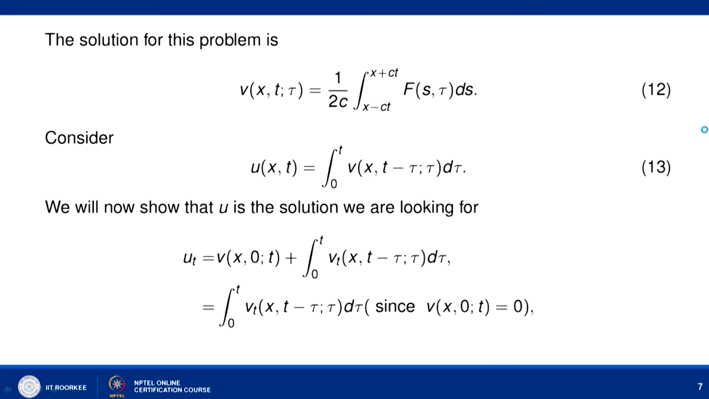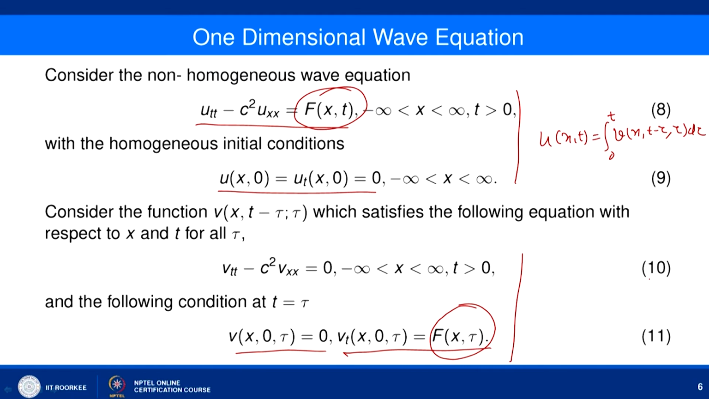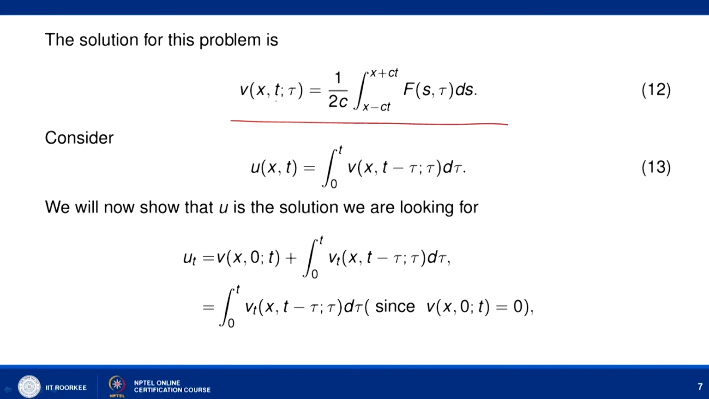Here the solution of this problem is v(x, t; tau) equal to 1 upon 2c times the integral from x minus ct to x plus ct of f(s, tau) ds. So, the solution of equation number 10 along with the initial condition 11 is given by this v(x, t; tau). Now, using this v(x, t; tau), let us write down the solution u(x, t) as the integral from 0 to t of v(x, t minus tau; tau) d tau.